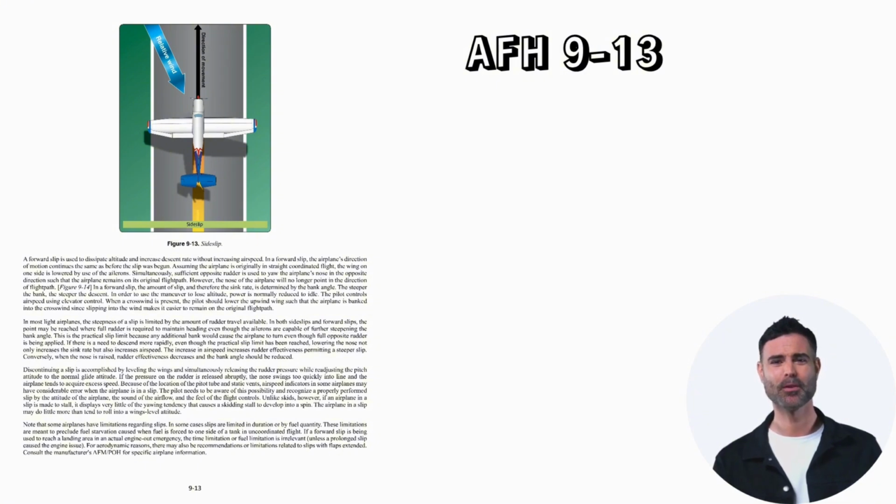Unlike skids, however, if an airplane in a slip is made to stall, it displays very little of the yawing tendency that causes a skidding stall to develop into a spin. The airplane in a slip may do little more than tend to roll into a wings level attitude. Note that some airplanes have limitations regarding slips. In some cases, slips are limited in duration or by fuel quantity.